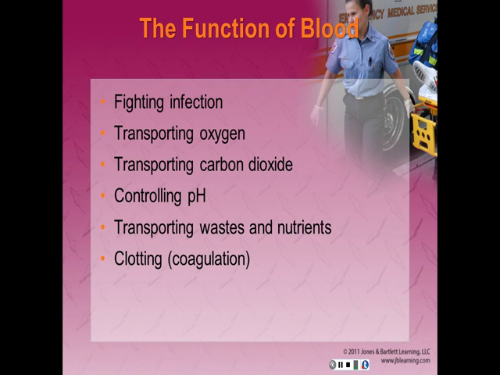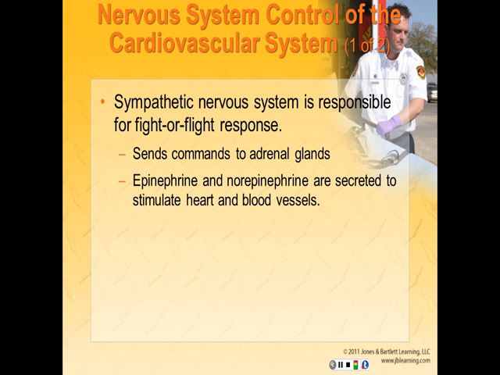Blood has several functions. Some of these functions include fighting infection, transporting oxygen, transporting carbon dioxide, controlling pH, transporting wastes and nutrients, and clotting, which is the coagulation piece. The nervous system has some control of the cardiovascular system.